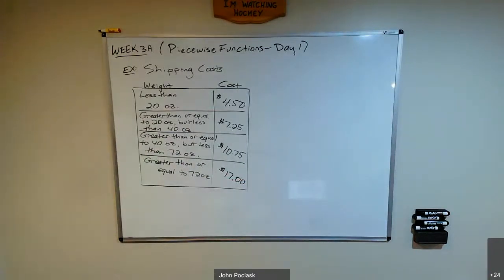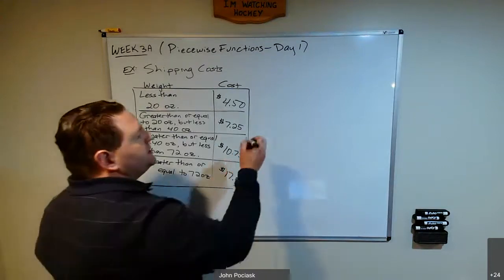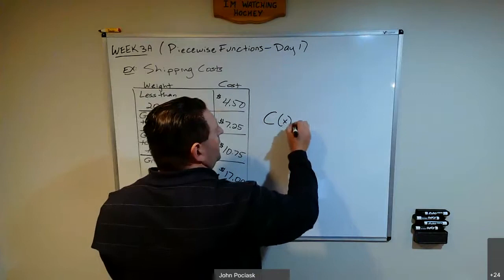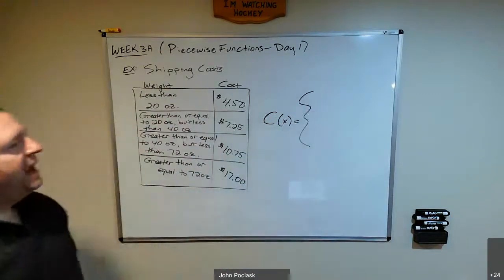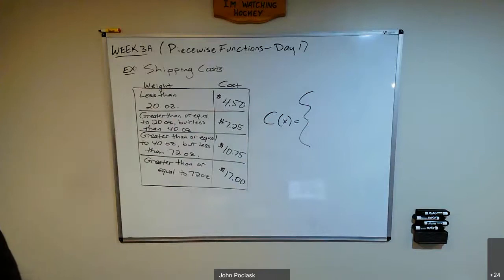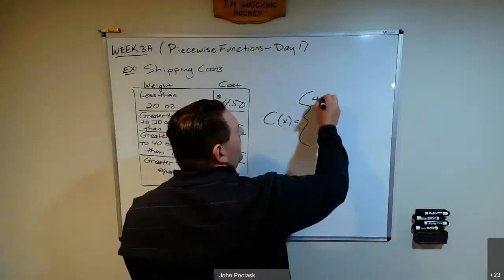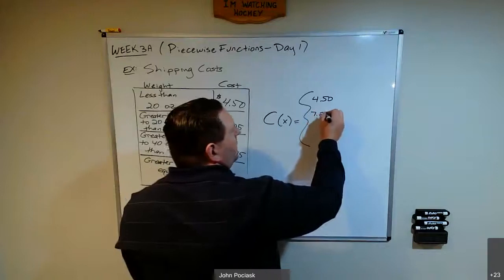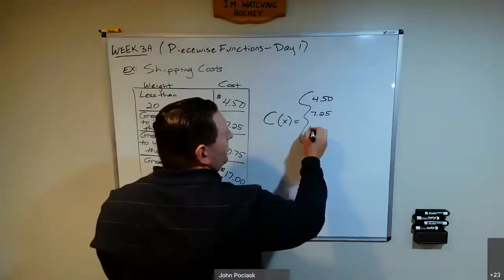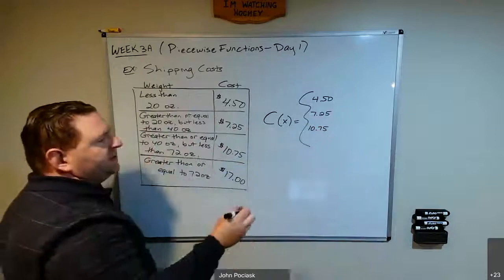So the idea here is this scenario is modeled by a piecewise function, and I want to write it out. We can use C of X for cost. This thing is going to have 4 lines. The values of the function are what it costs you to send the package. So it would be $4.50, $7.25, $10.75, and $17.